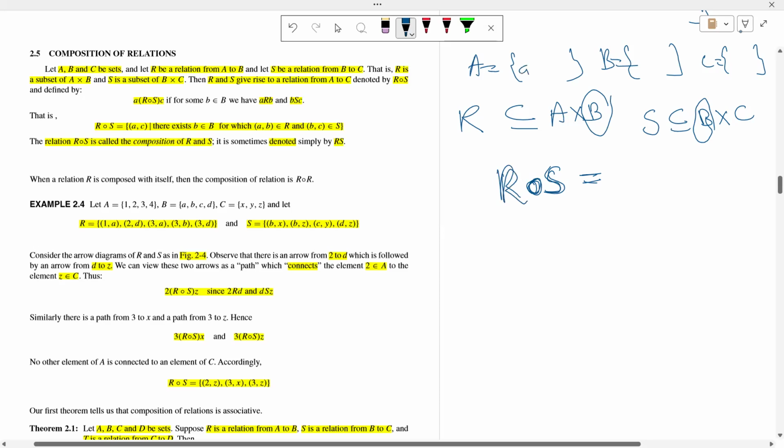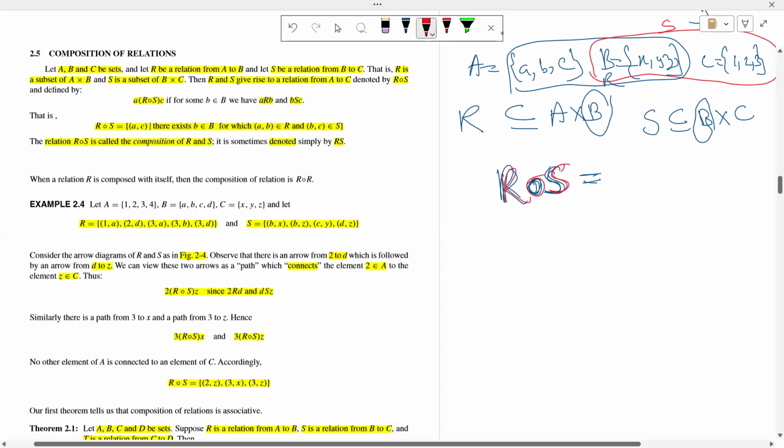Let's say A contains elements A, B, C, B contains elements X, Y, Z, and C contains elements 1, 2, 3. So there is a relation from A cross B, which we can call R. Also, you are creating a relation between B and C, which is the relation S. R of S, that is the composition, is a relation between A cross C. So they are explaining these things.